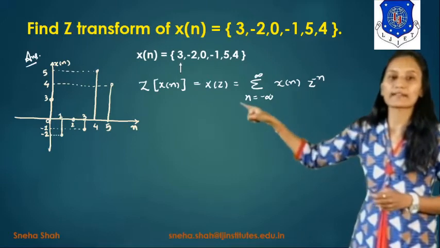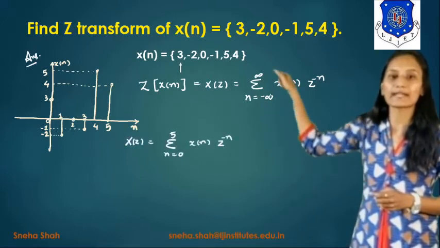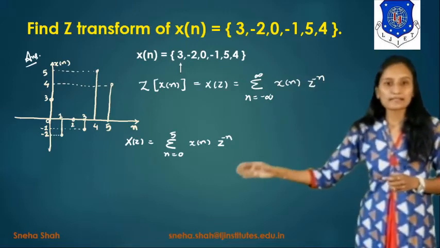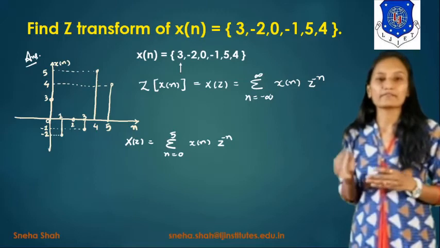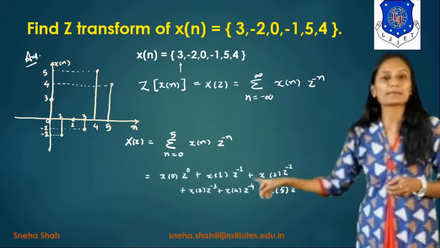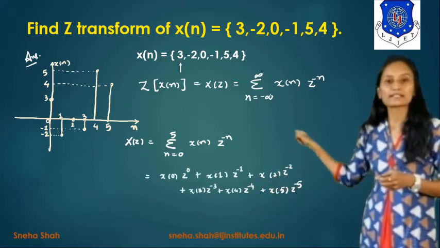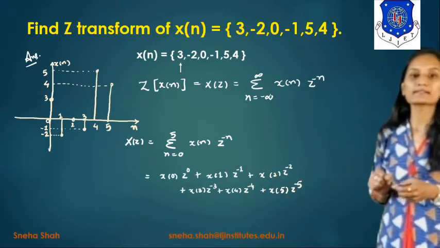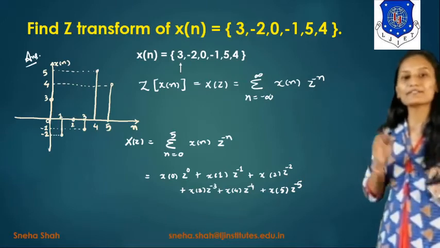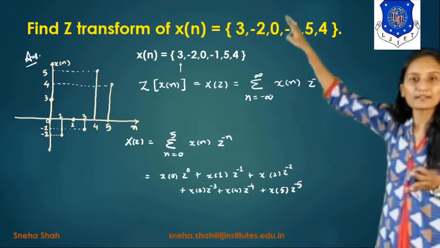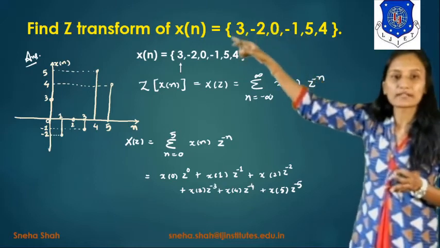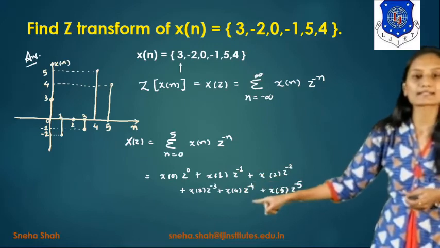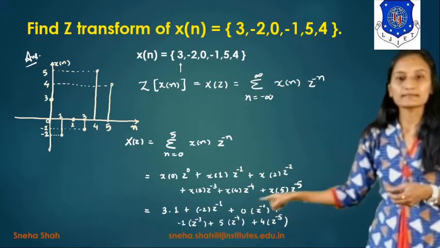So what will be the value of x of z? X of z equals to summation n equals to 0 to 5 x of n z to the power minus n. Now in this I will put different values of n from 0 to 5. So the terms will be x of 0 z to the power 0 plus x of 1 z to the power minus 1, likewise up to x of 5 z to the power minus 5. Right. Similarly we will put in all the values of x of n, like x of 0 equals to 3, x of 1 equals to minus 2, x of 2 equals to 0 in this term. So it will give you the term like this.